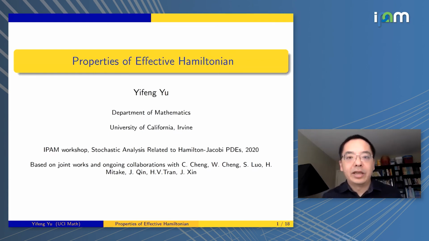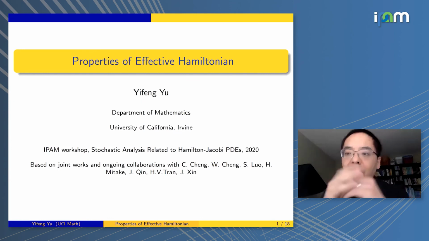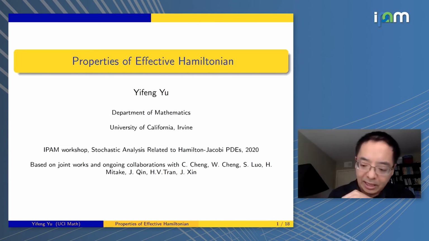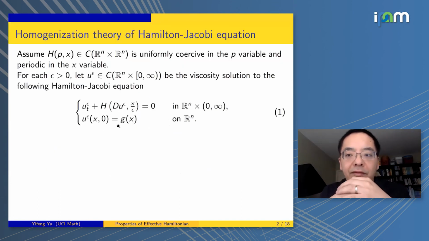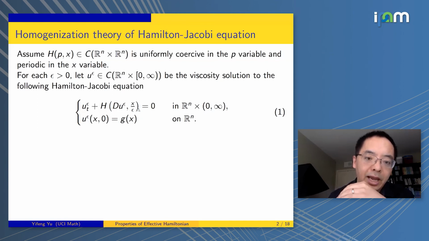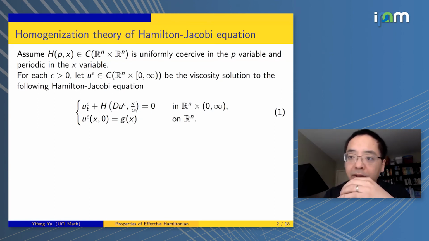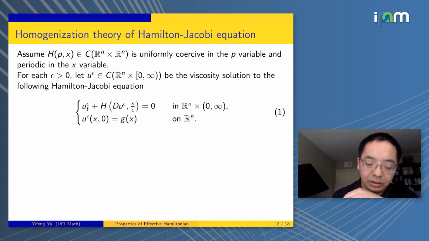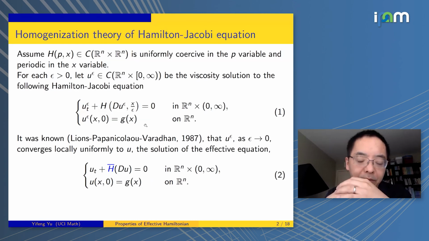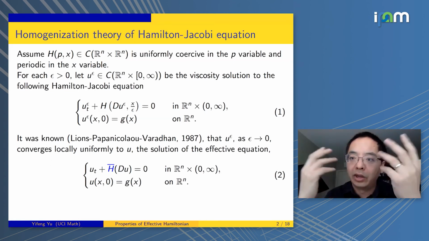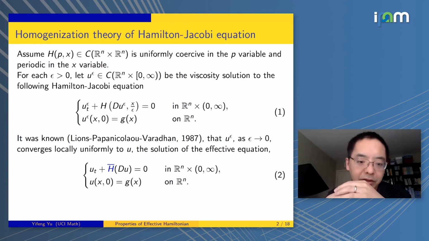First of all, let me quickly review the basic setup. We have a very standard situation. We have a Hamilton-Jacobi equation that is coercive in the p variable, and here we just look at the periodic environment. That is well known. It was proved by Lions, Papanicolaou and Varadhan that as epsilon goes to 0, the solution locally uniformly converges to a solution to the effective equation.